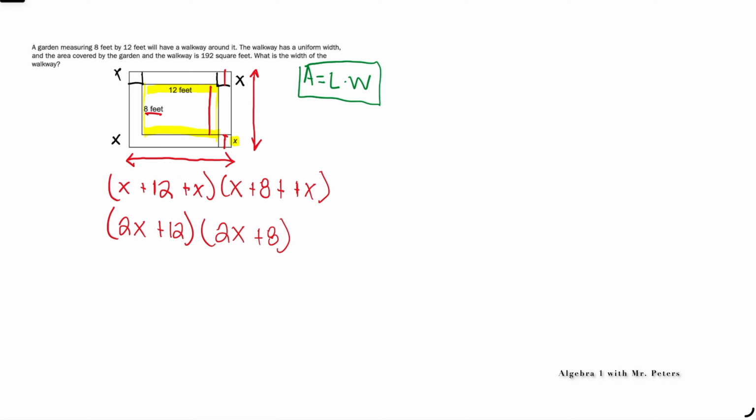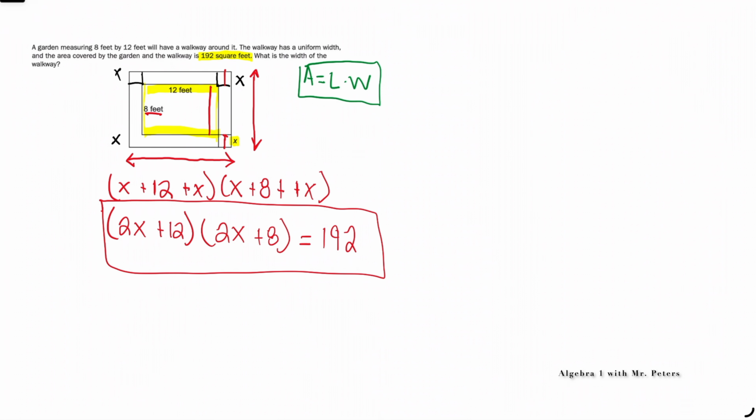Now, another key thing that's important for this type of problem is realizing that they told us what the area is for the length times width. When we look back at our problem, it's 192 square feet. So this is how we first get this expression.